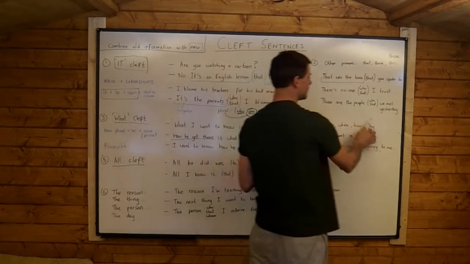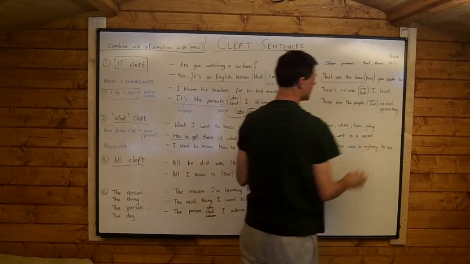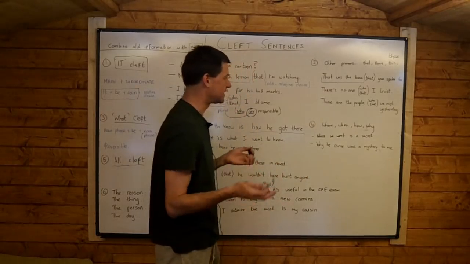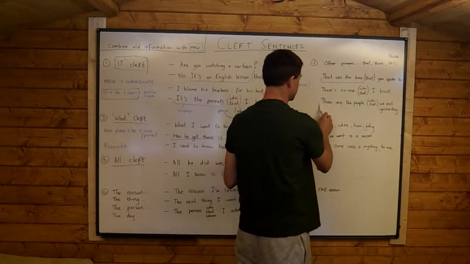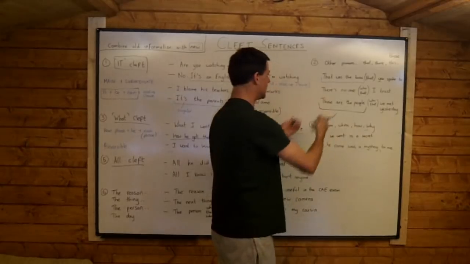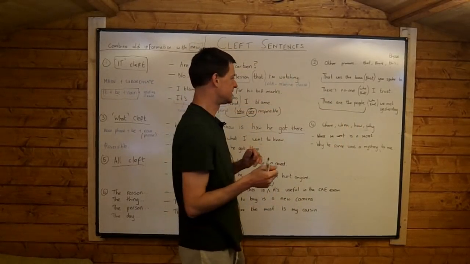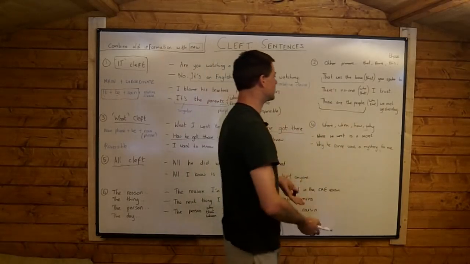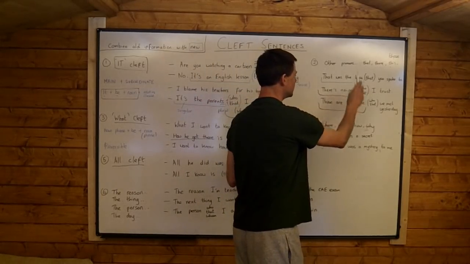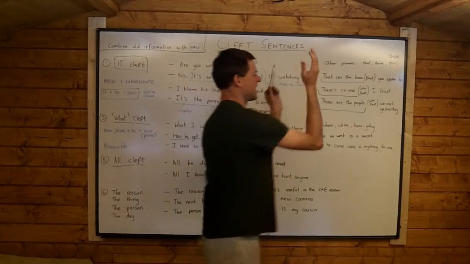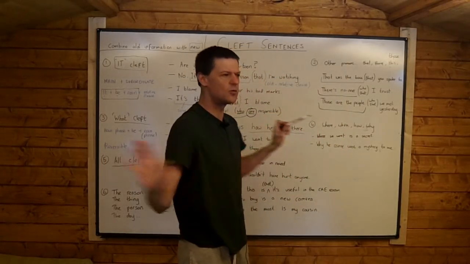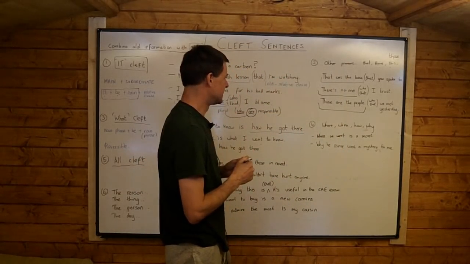Or those are the people who we met yesterday. Those are the people we met yesterday. This is clearly the main clause. This is the new information that you're giving. Those are the people we met yesterday. Yeah, you're introducing something new when you use this. There's no one that I trust, or you're putting emphasis on that part. There's no one at all that I trust.